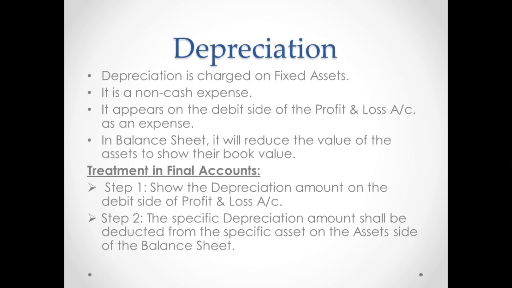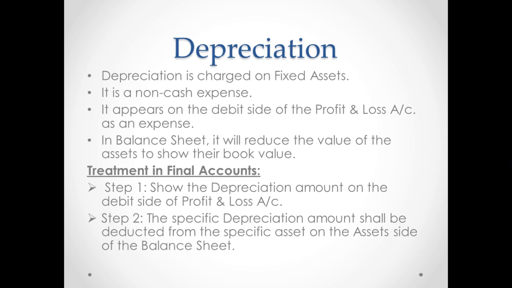Next adjustment is depreciation. We know that depreciation is charged on fixed assets and it is a non-cash expense. As it is an expense, it will appear on the debit side of the profit and loss account. Also in the balance sheet, it will reduce the value of the assets to show their book value. How do we treat them in final accounts? We will show the depreciation amount on the debit side of the profit and loss account, which is our step 1, and step 2, the specific depreciation amount shall be deducted from the specific asset on the asset side of the balance sheet.